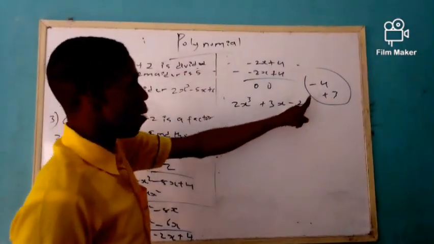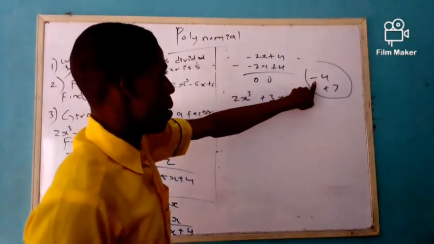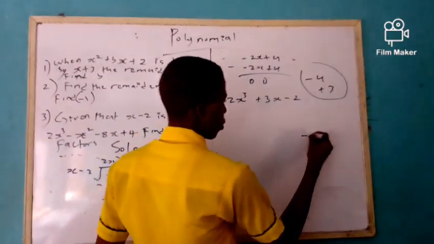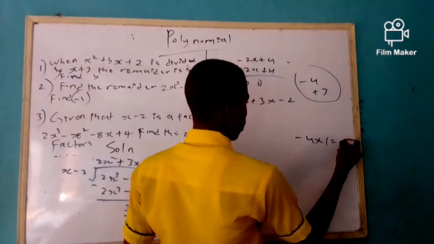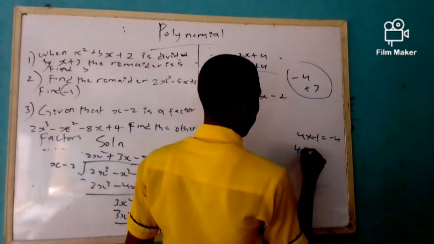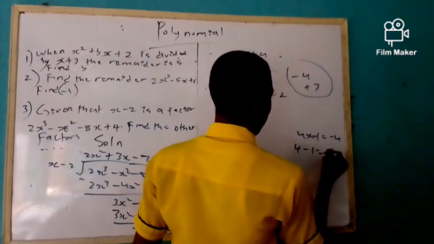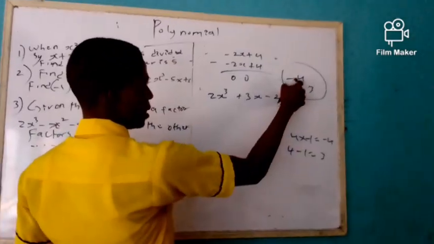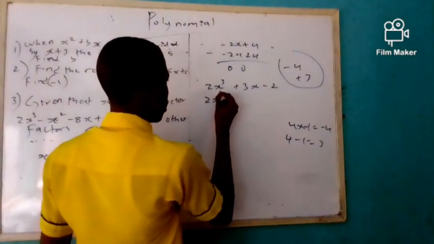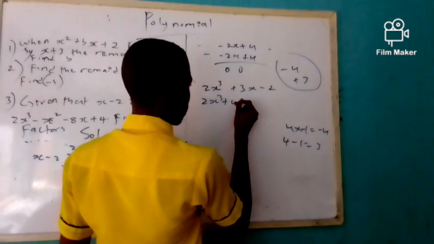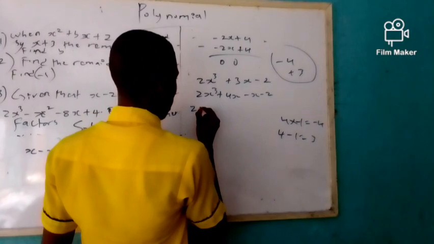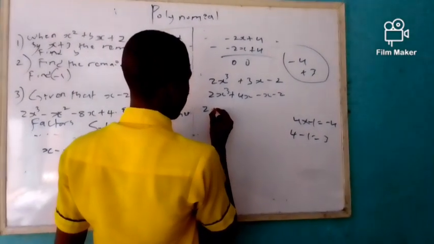I'm looking for two numbers that if I times them I will have minus 4, and if I add them together, I will have plus 3. So both of those two factors, if I have minus 1 times 4, it's actually minus 4, right? And 4 minus 1, it's actually 3, right? So since these two numbers satisfy this, we're going to replace x with 4x minus x. So 2x² equal to 2x² plus 4x minus x minus 2.